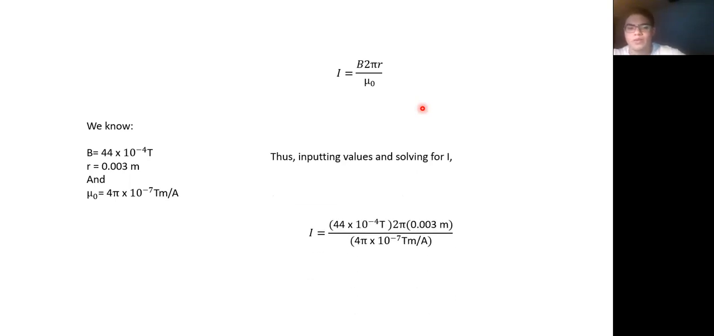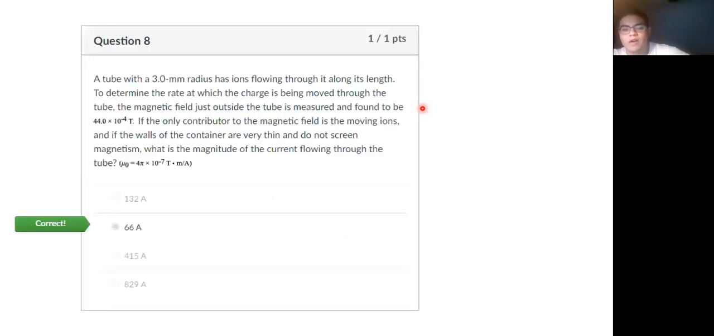When we input all of these values, the current is going to be 66 amps, and we look at our answer choices here, and we see that the second choice is the correct answer.